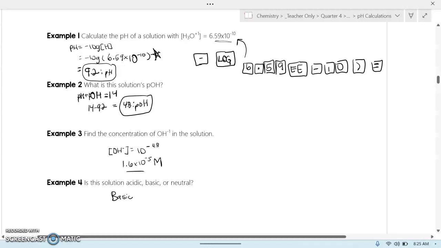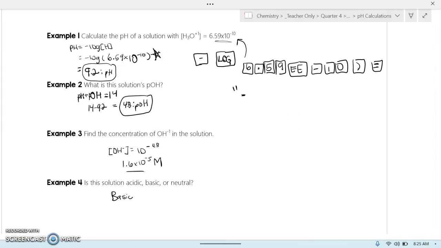So on your calculator screen, it should read negative log 6.59 E negative 10 parentheses. That's what your screen should look like. And then you hit equals, and you'll get 9.181 and so on, and I rounded it to 9.2. That would be our pH.